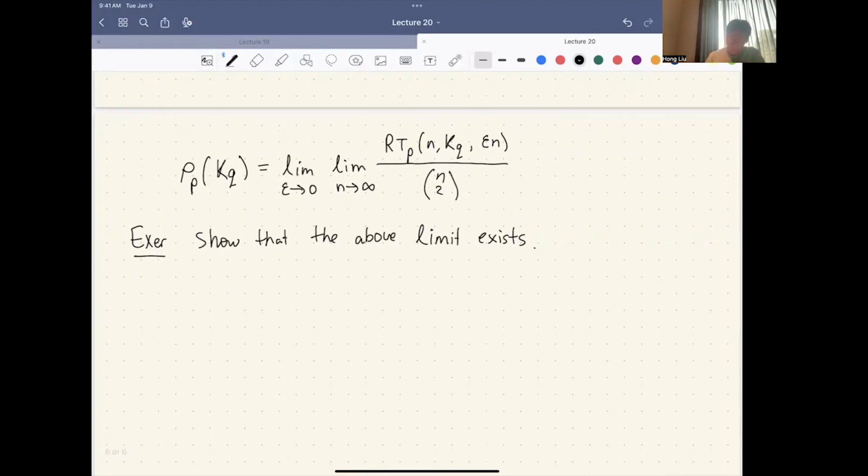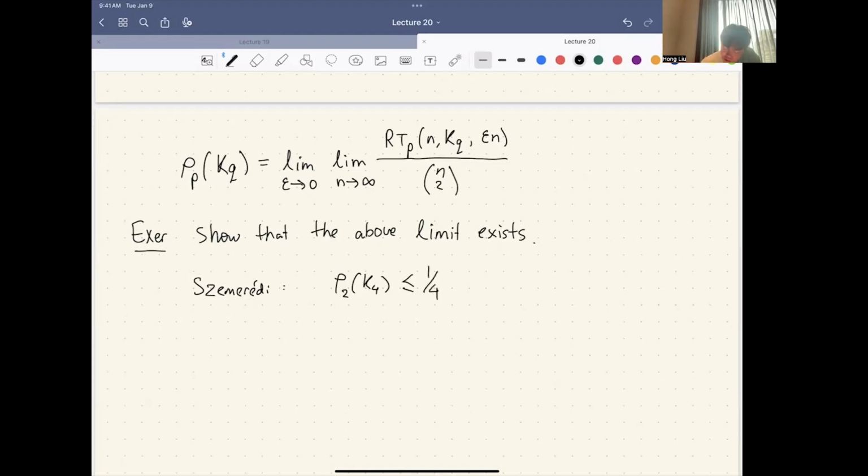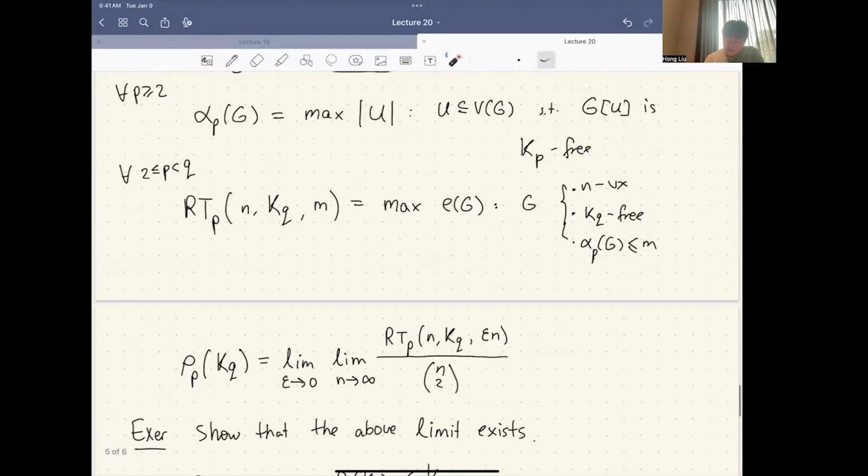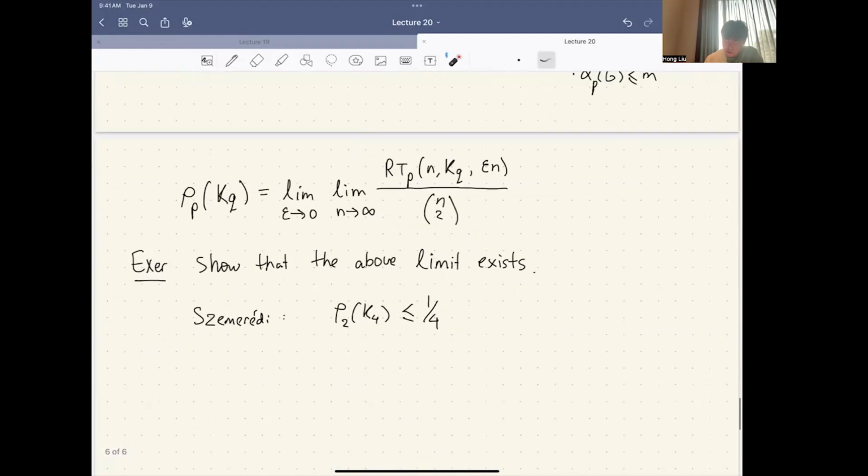So in this language, what we have just seen earlier is Szemerédi's result. Szemerédi is basically saying, if you look at the K4 Ramsey-Turan density, by looking at alpha 2, the normal independence number, this is at most 1/4. By passing to the limit and looking at density, we don't need to work with this little o(1) plus little o(1) thing, so it becomes much cleaner.